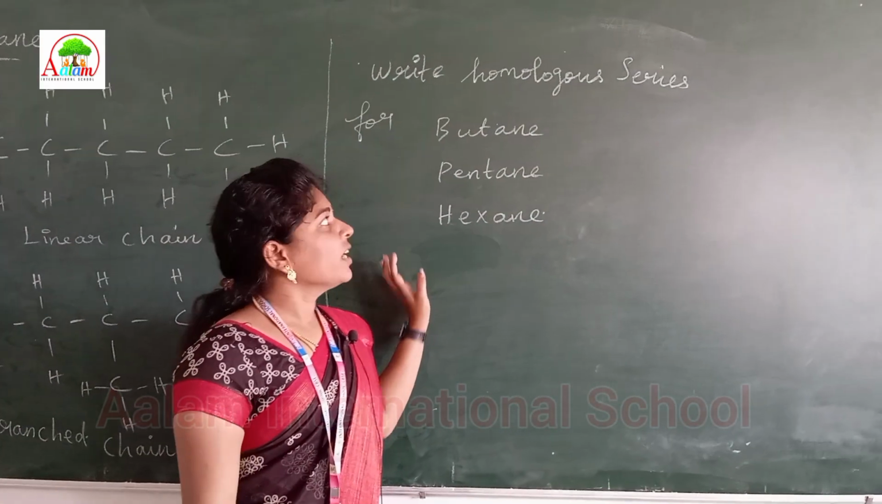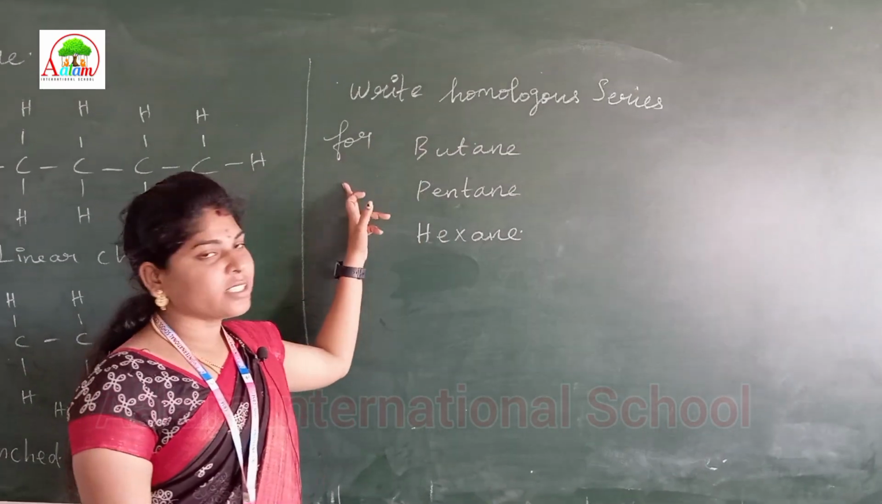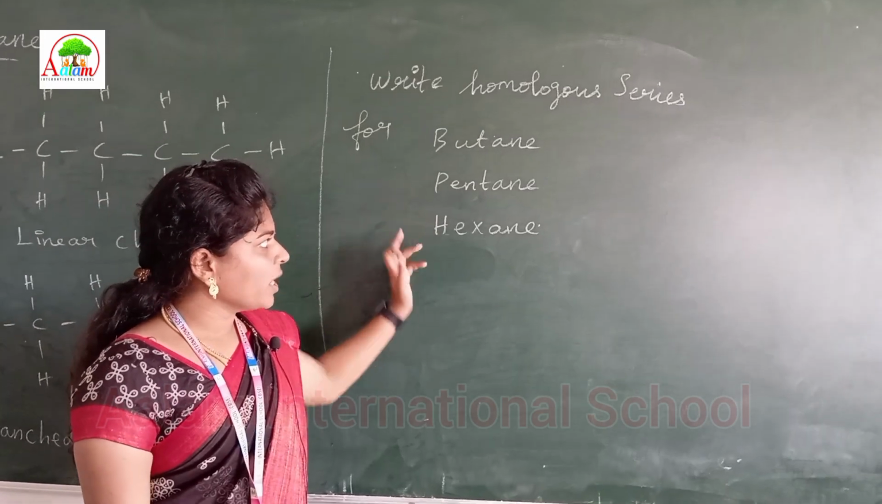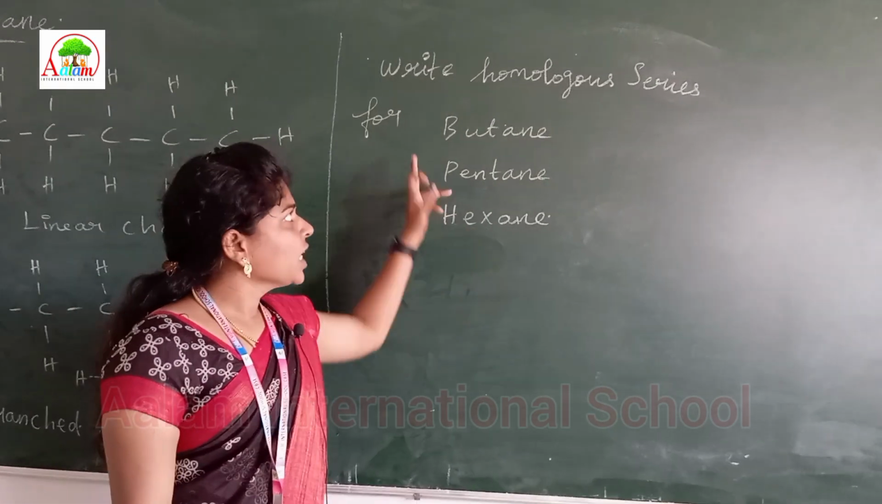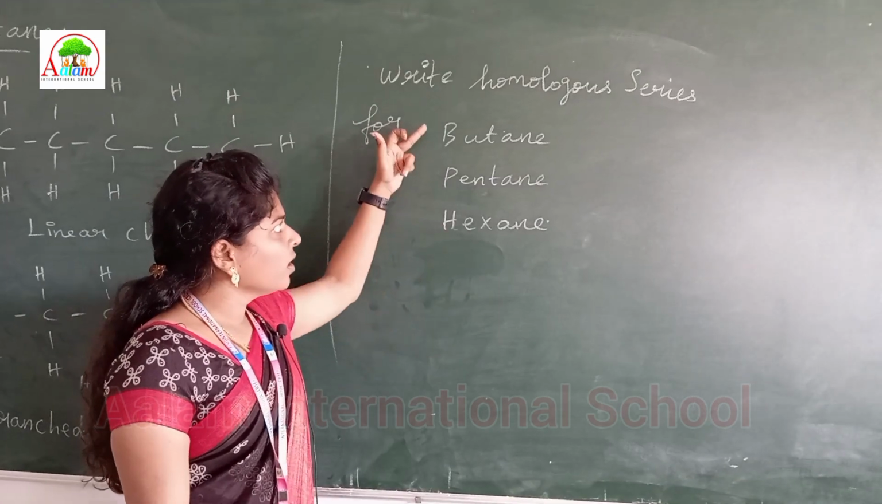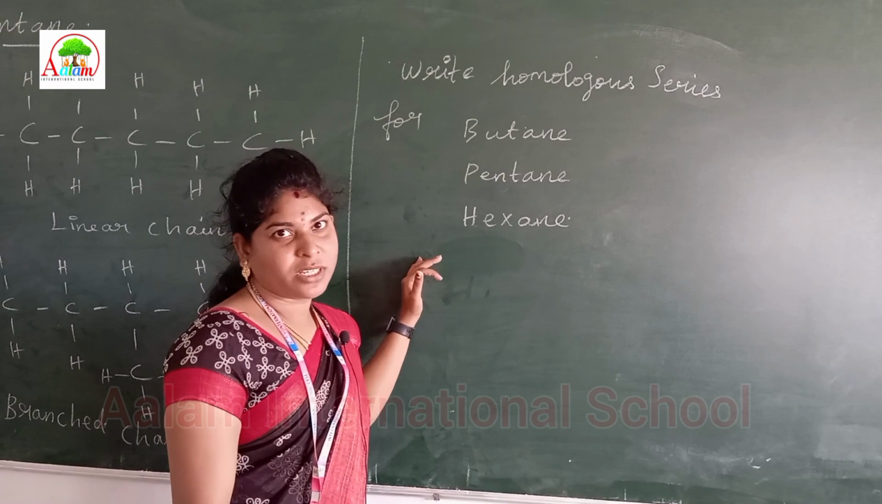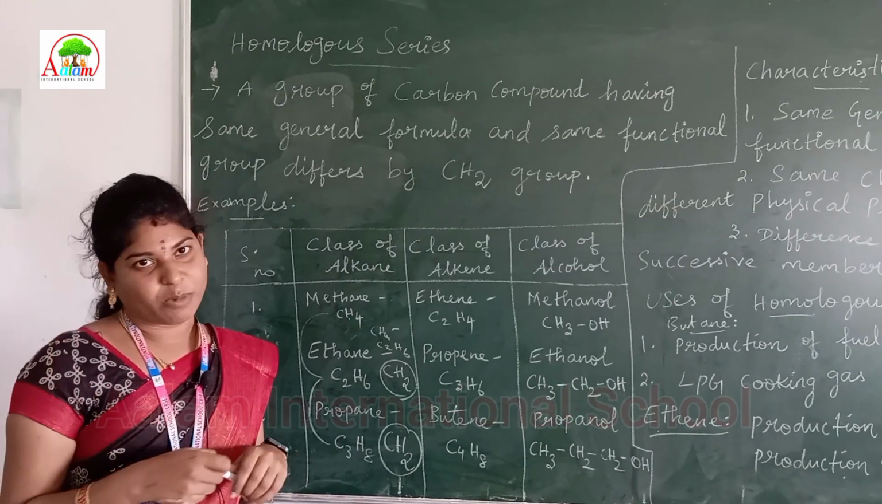The homework for this week is, you have to write the homologous series for these three organic compounds. First one is butane, next is pentane, and the third is hexane. You have to show the difference between butane to pentane, pentane to hexane, and post it in the comment section. If you have any doubt, please comment in the comment section.